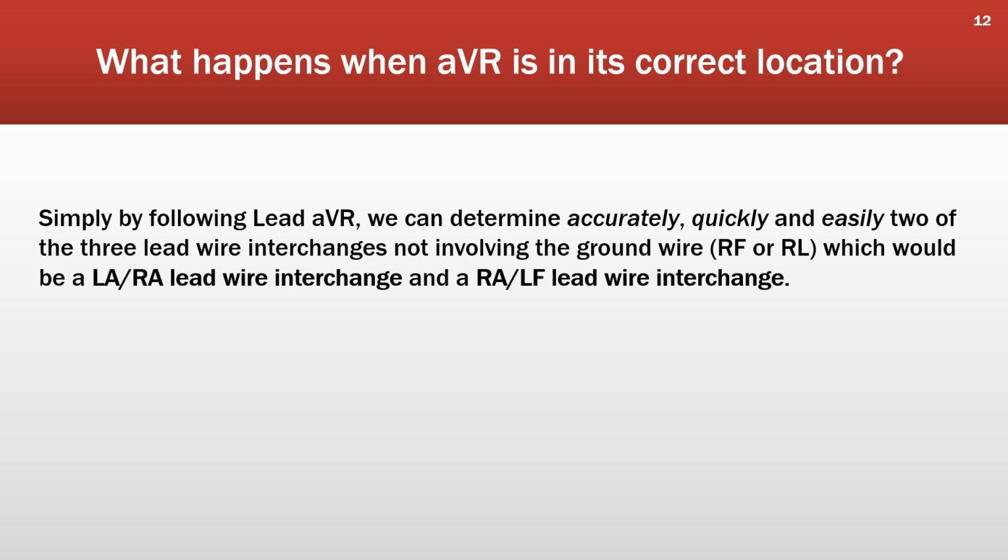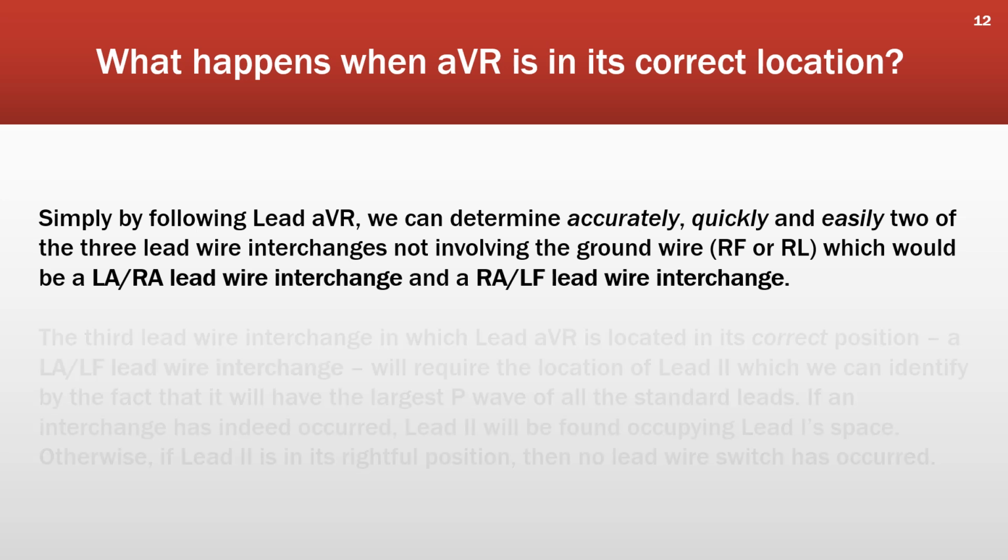Okay, simply by following lead AVR, we can determine accurately, quickly, and quite easily 2 of the 3 lead wire interchanges not involving the ground wire, the right foot or right leg, which would be a left arm, right arm lead wire interchange, or a right arm, left foot lead wire interchange.